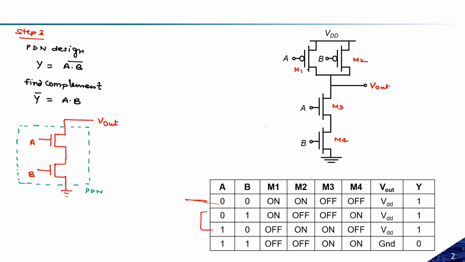If the resistance is half, it means you require half the time to charge the capacitor. But in the other two cases, 0-1 and 1-0, only one transistor is on, so the resistance will be exactly whatever we have for a single transistor, so it will require more time as compared to the first case. So there is some mismatch in the delay for all the cases. We'll discuss all these things in detail in the next slide.